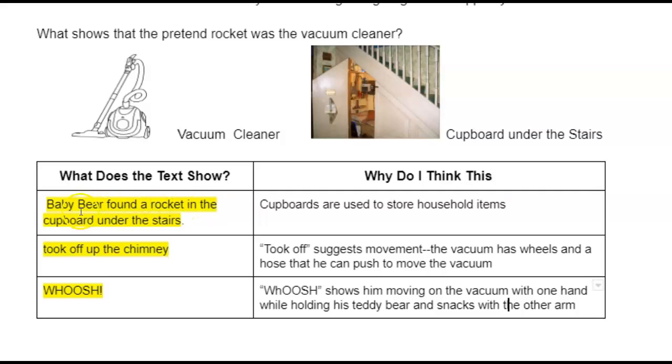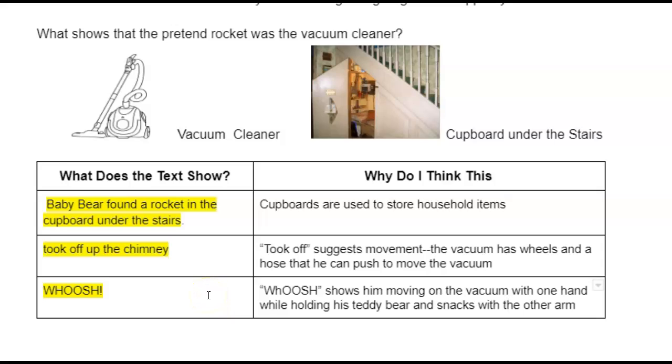Baby Bear found a rocket in the cupboard under the stairs. I know cupboards are used to hold household items. Here's a picture showing that. Here are the stairs. Here's the cupboard underneath, and I see items stored underneath the steps. And then I know that the vacuum cleaner has wheels and a nozzle to push it. So that shows movement. And these two examples show the movement. So that is how I came to my answer.